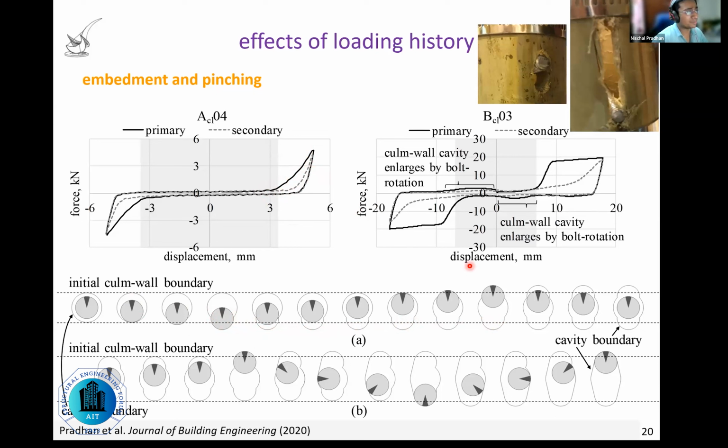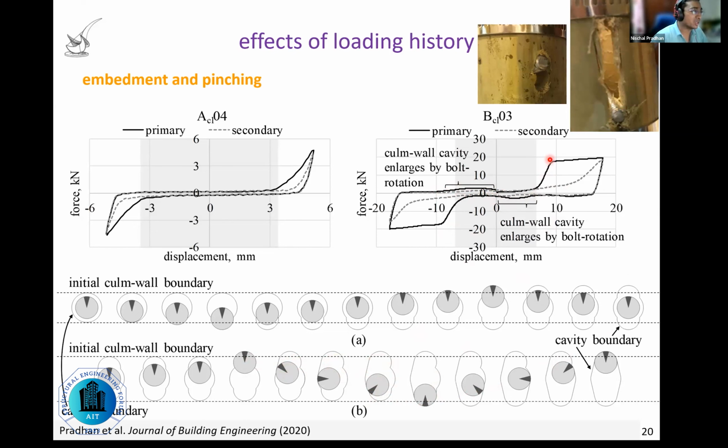In the high amplitude loading cycles, where the bolts have plastic deformations already, during the unloading stage the bolts do not straighten out. Instead, the bolts undergo rigid body motion, which enlarges the culm wall cavity, as you can see in the figure over here. This rotation enlarges the wall cavity, and it is observable along this line, along both stages. Again, similarly, the primary loading cycle creates a low friction resistance path for the future loading cycle, and hence we have very high levels of pinching.